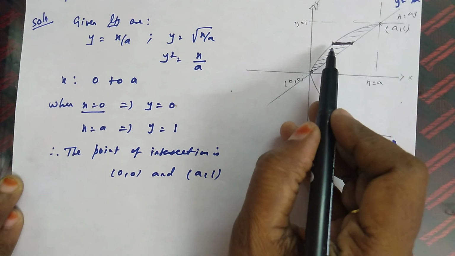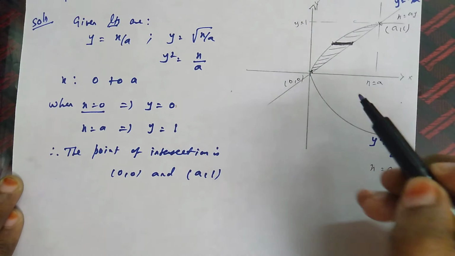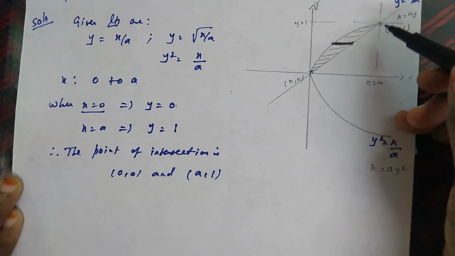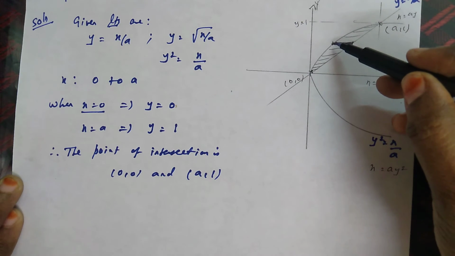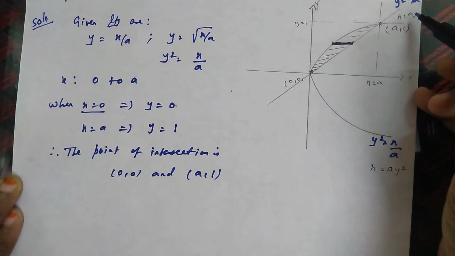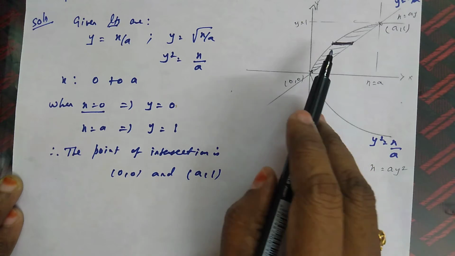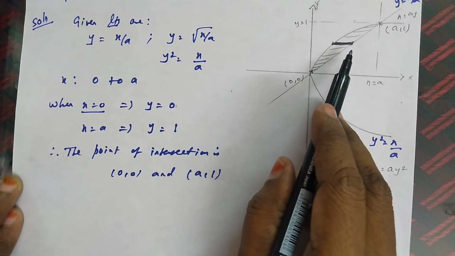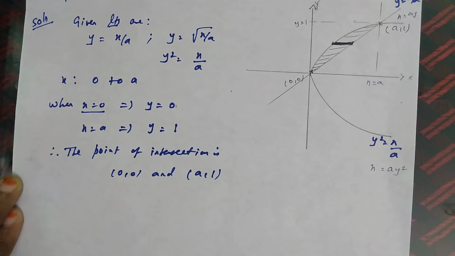On the strip, on this curve y square equal to x by a, the x value starts from x is equal to a y square. On the line our x value is x is equal to a y. Therefore, x value starts from a y square and ends at x is equal to a y. Therefore, our new limit of x is a y square to a y.